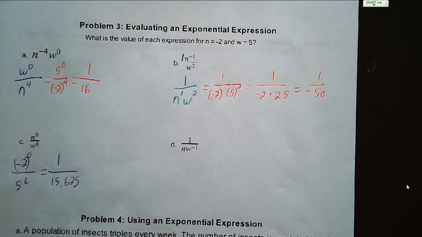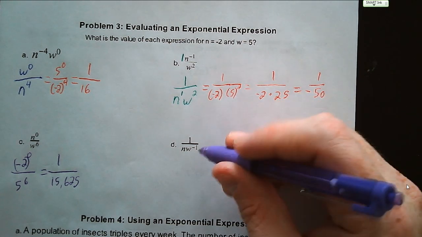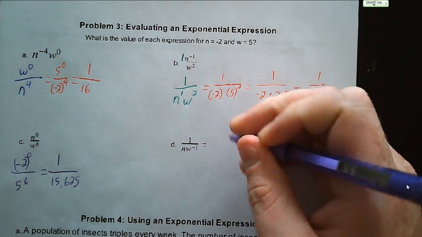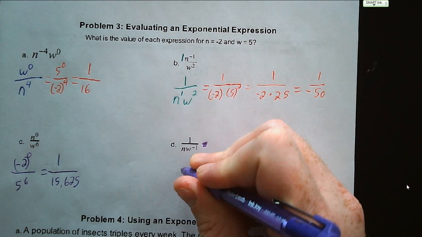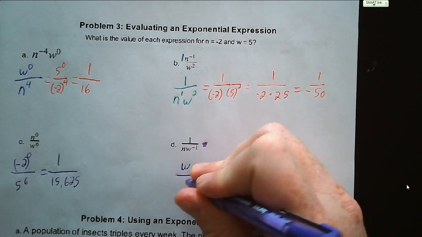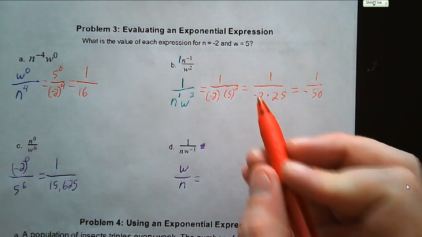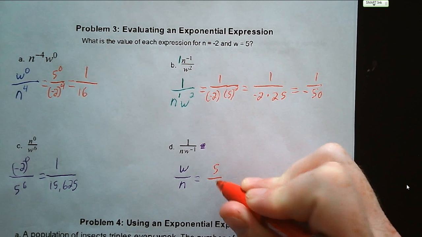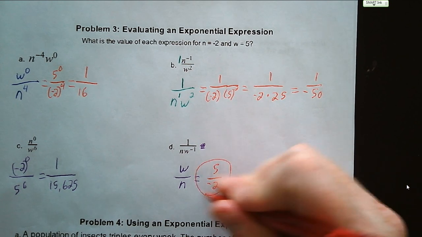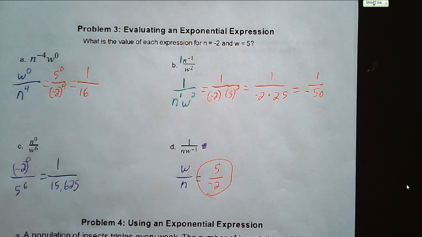Okay, letter D, 1 over n to the w negative 1. So w to the negative first power, we need to move that into our numerator. So we're going to write w to the first, or just w, over n. And when we substitute in 5 for w and negative 2 for n, that is our final answer, negative 5 over 2. All right.